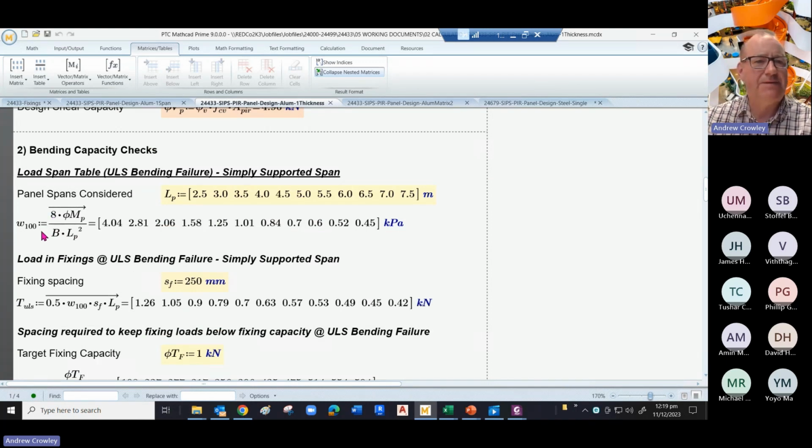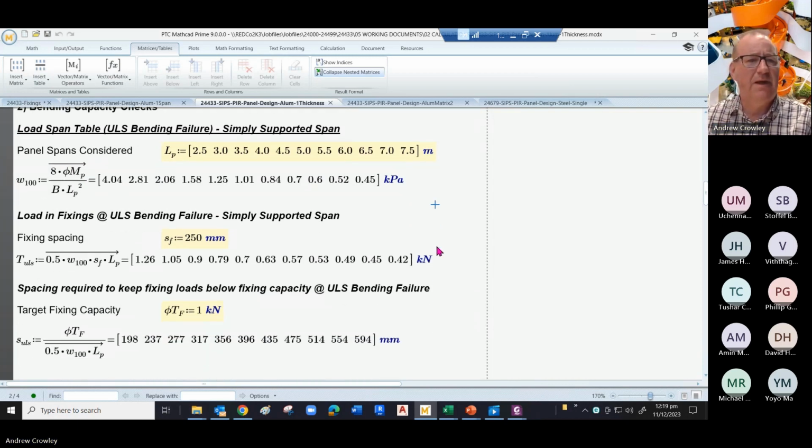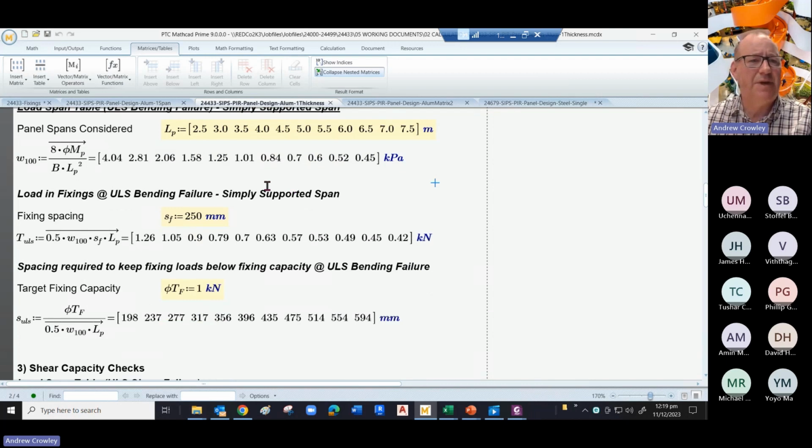So it's a 100mm thick panel, and all we're doing there is taking the bending moment equation and turning it on its head to give you the loading that would cause the panel to fail in bending. And the loading in the fixings based on that is simply given by this equation that we've seen before. Take half the load and the spacing and multiply by the length. So we're looking at the spans here, and we come out with the fixing loads here.